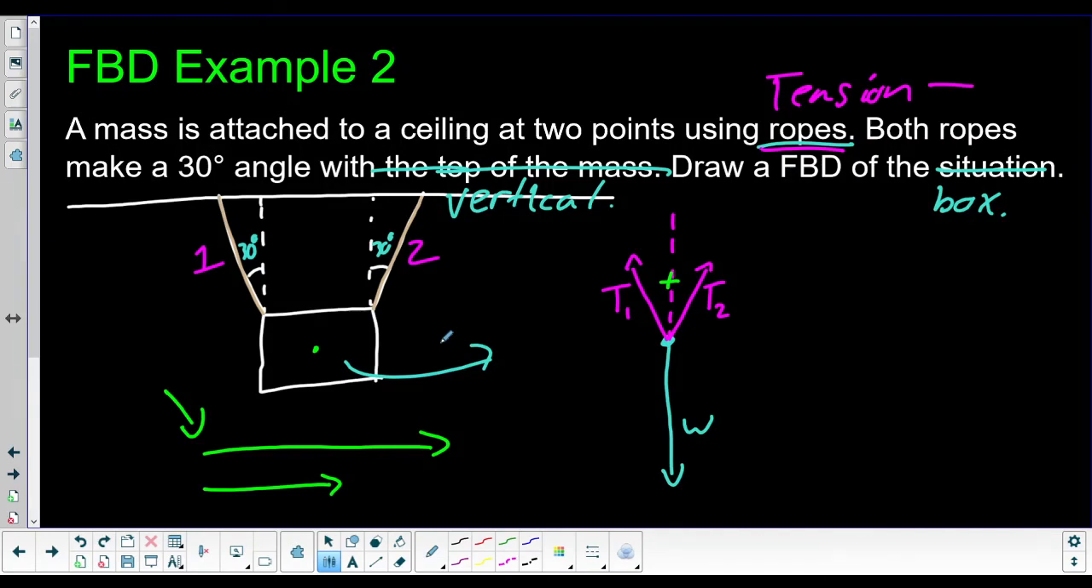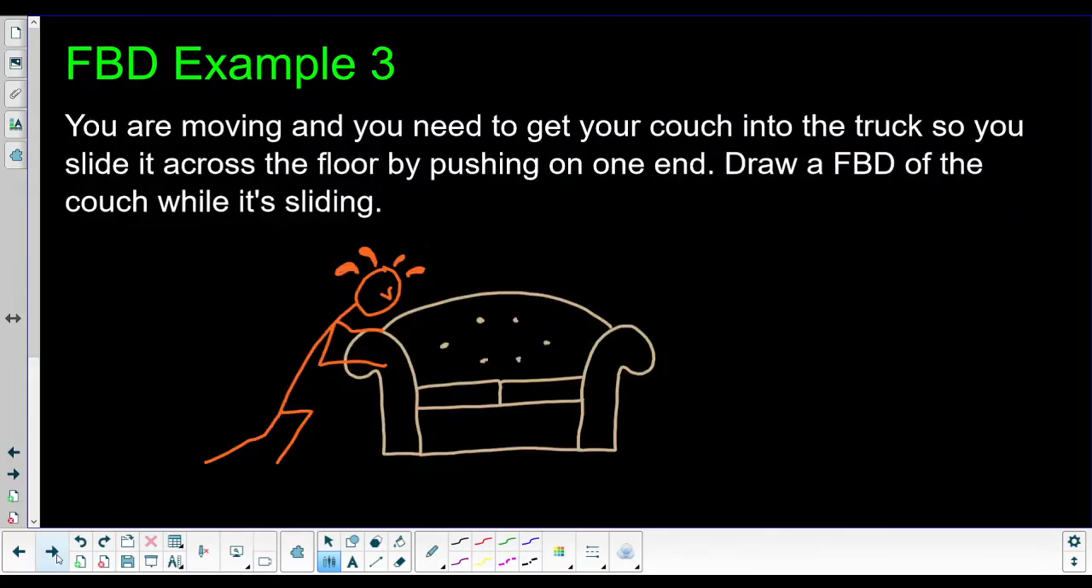So there we go. There's a nice free body diagram. It's okay to draw dashed lines. You probably shouldn't put a plus sign in the middle of it, but notice this tension is a force, tension is a force, weight is a force. There's nothing but forces on this free body diagram. Okay, we got 2 more.